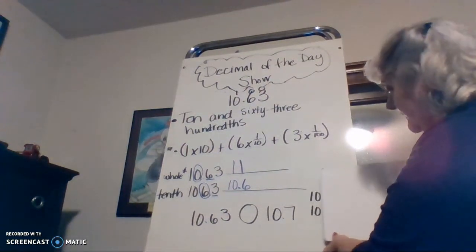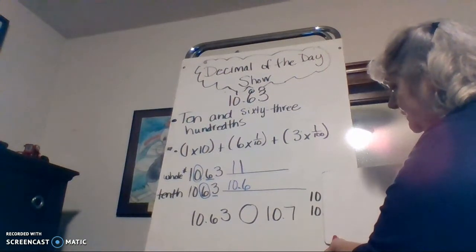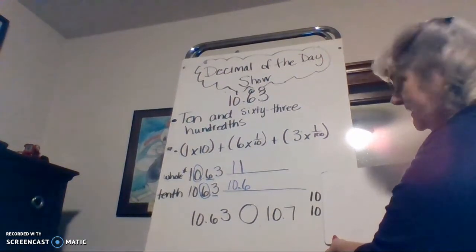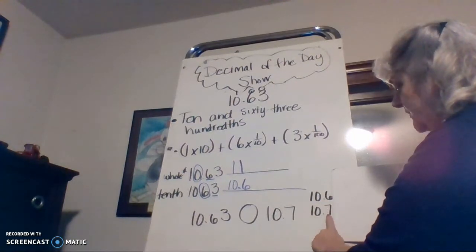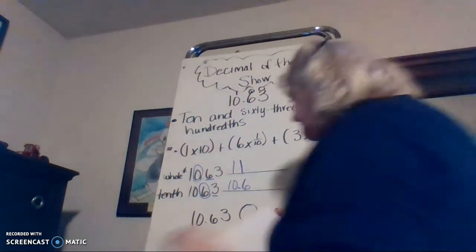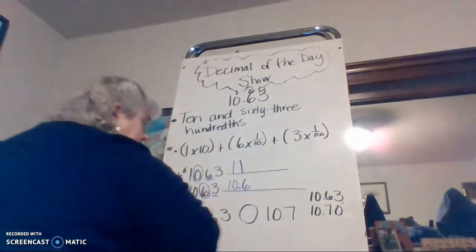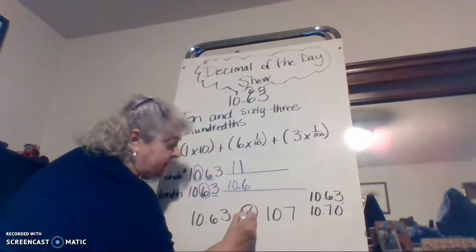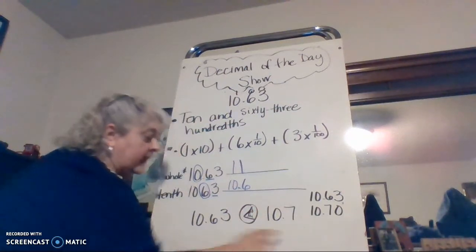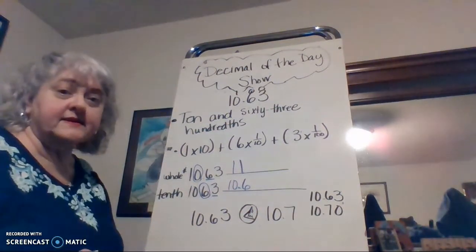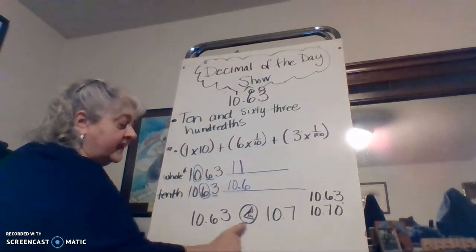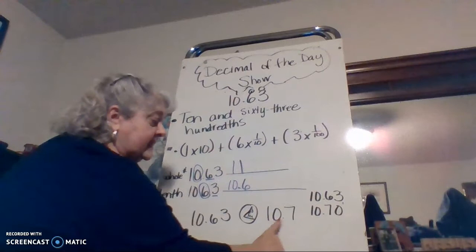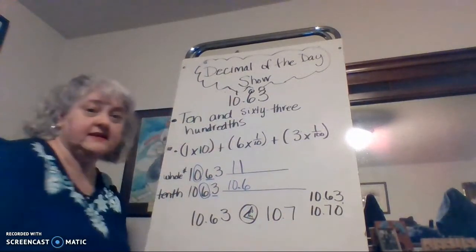It doesn't tell me anything. Those are both zeros in the ones place. It doesn't tell me anything. Now I see a 6 and a 7, and I know that 7 is more. So my alligator is always going to eat the larger number. There's its teeth. And the way that I would read this is I would say 10 and 63 hundredths is less than 10 and 7 tenths.